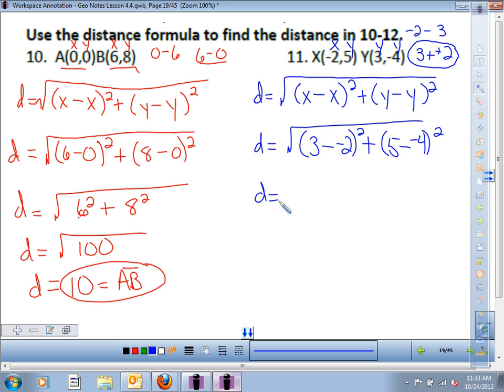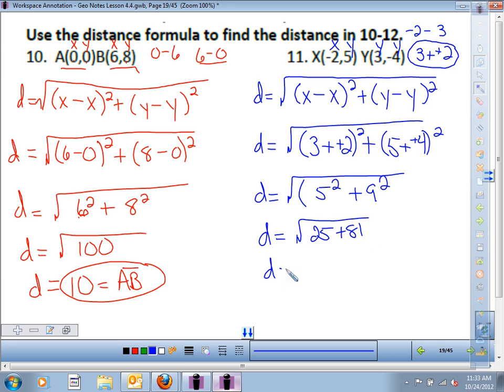Alright, keep bringing it down. So we're going to have 3 minus negative 2, which is a plus. So that's 3 plus 2, which is 5 squared. Plus, we have 5 minus negative 4, which is 5 plus 4, which is 9 squared. Right? Now again, we cannot square root each of these separately. What we need to do is take 5 squared, which is 25, plus 9 squared, which is 81, and that would be under the square root.